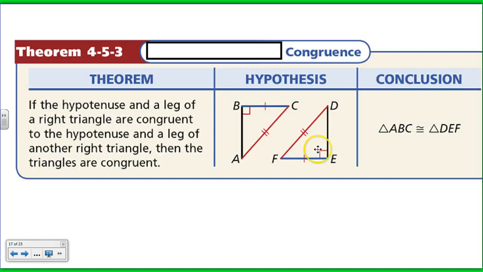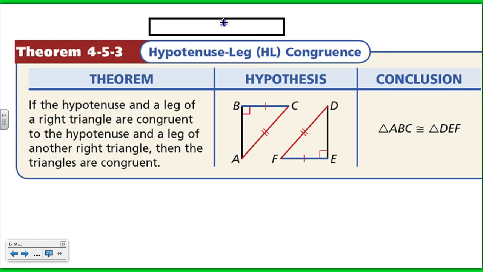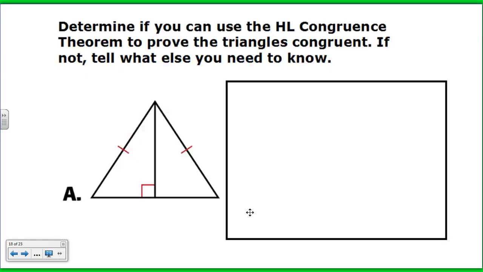Okay? We have a final theorem today, and it is called the hypotenuse leg, HL, congruence theorem. If the hypotenuse and a leg of a right triangle are congruent to the hypotenuse and a leg of another right triangle, then the triangles are congruent. All you need is a hypotenuse and one leg. Can you use the HL congruence theorem to prove these two triangles congruent? If not, tell what else you need to know.